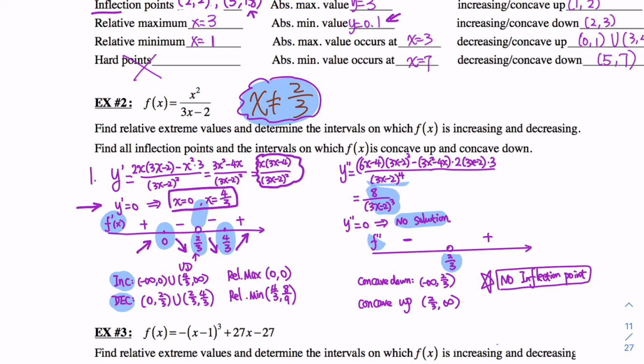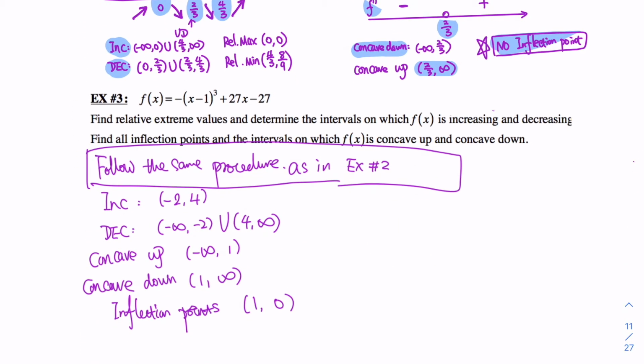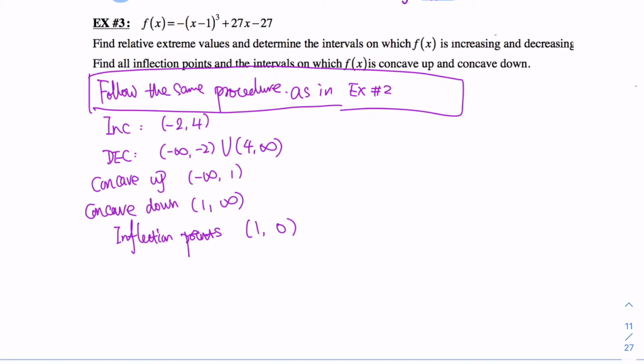Based on the sign chart, it is concave down from negative infinity to 2 over 3, and concave up from 2 over 3 to infinity. And if you look at the sign of the second derivative, it changes from negative to positive. However, it's not an inflection point because the function is not defined there. For example 3, you can follow the same process and see the final answer here.